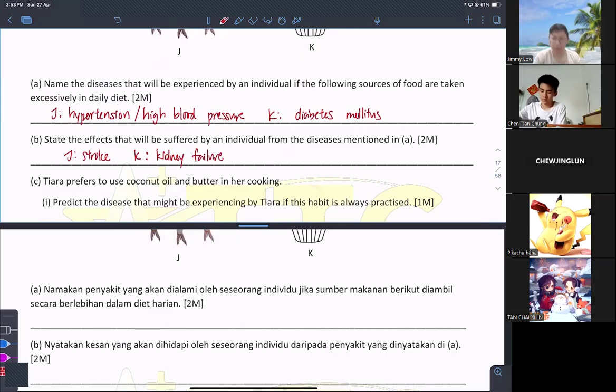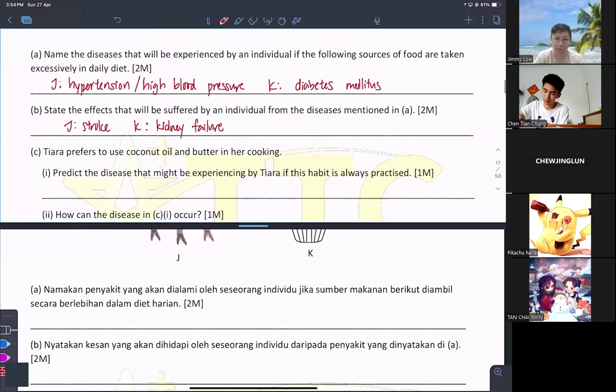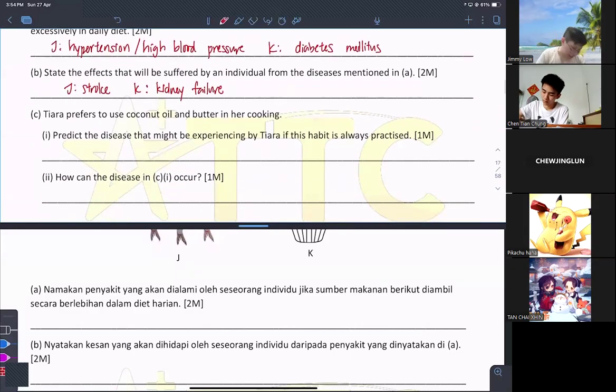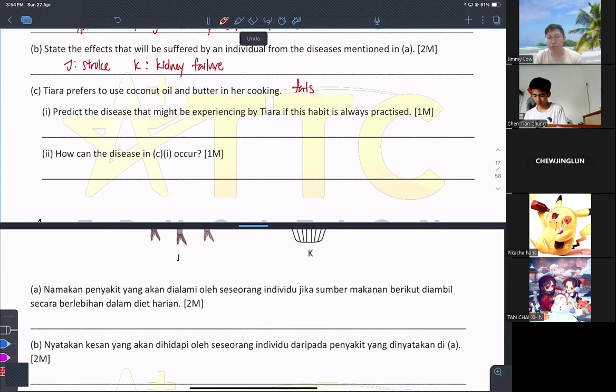BM is also called stroke without E. But for kidney failure in BM, it's called kerosakan ginjal. So I'm trying to buy time now. I don't do translation already. Okay, so yeah, Tiara used coconut oil and butter in her cooking. So which means a lot of fats. When it comes to a lot of fats in her life, predict the disease. Okay, so when it comes to these kind of things, fats, you can say obesity. Sure, obesity is your answer as well.